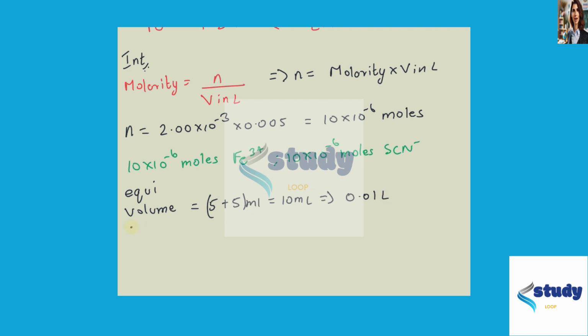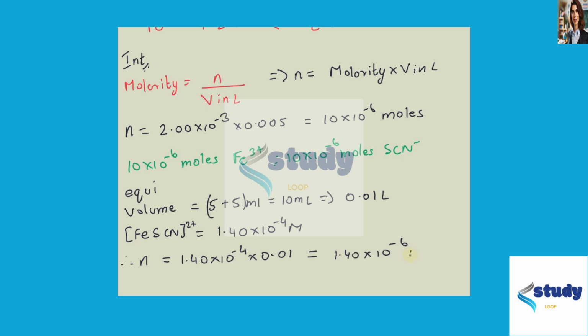And we know that the concentration of the complex ion formed, which is the given value, is equal to 1.40 × 10^-4 M. Therefore n, from the molarity equation, that is the number of moles of FeSCN2+ complex, would be equal to 1.40 × 10^-4 × 0.01, which equates to 1.40 × 10^-6 moles.